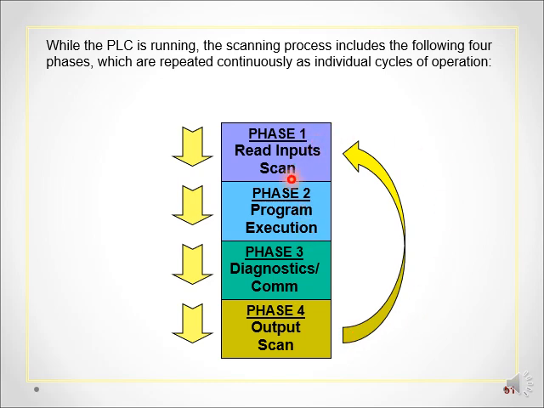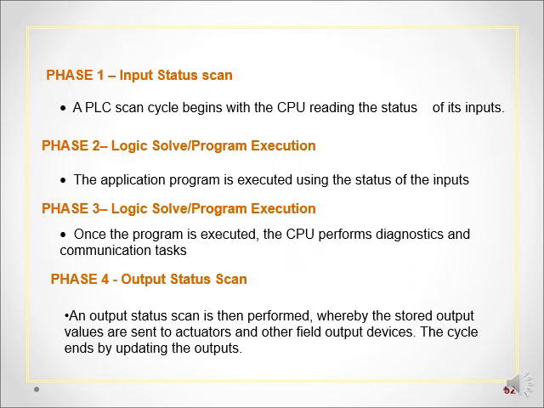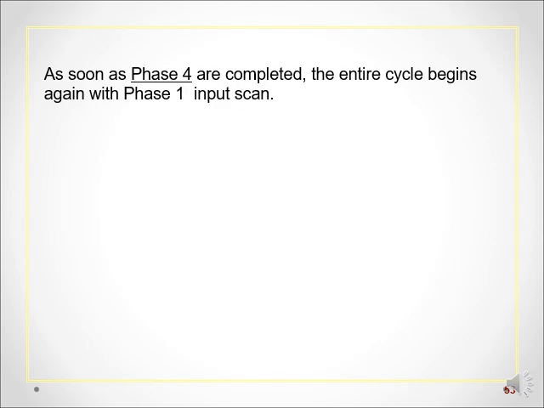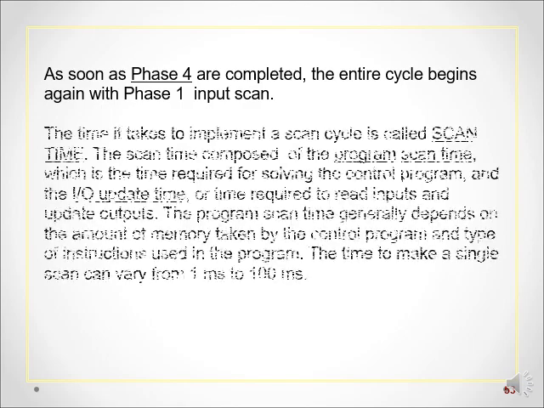Now in between, if there is any change in the input, it will not be reflected in your output. This is a limitation. It's not parallel processing, it's sequential processing. As mentioned in textual format, as soon as phase 4 is completed, the entire cycle begins again with phase 1.